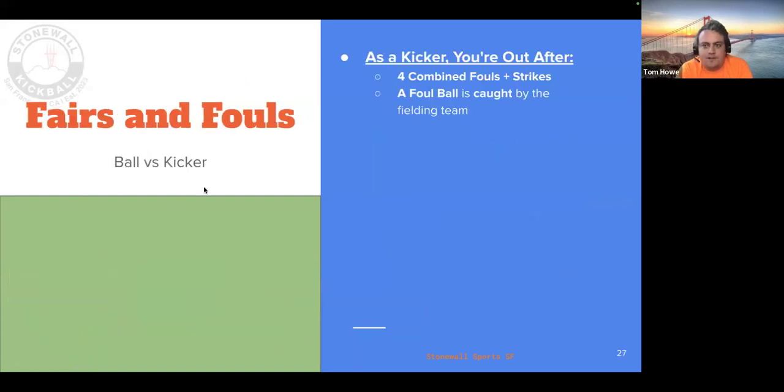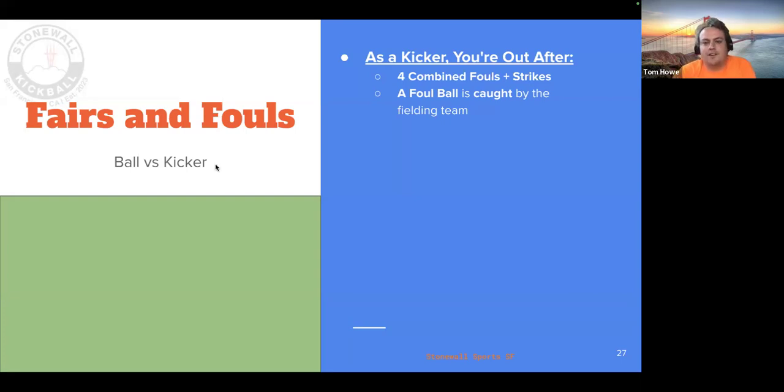So, what is fair and what is foul? One of my favorite Shakespearean quotes is, "Fair is foul and foul is fair." That's from the night that Macbeth murders King Duncan, for those of you who are into that kind of thing.